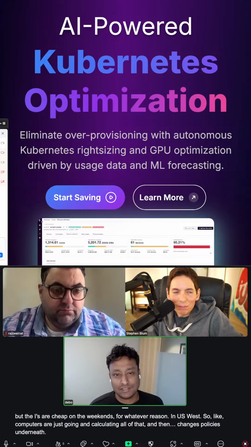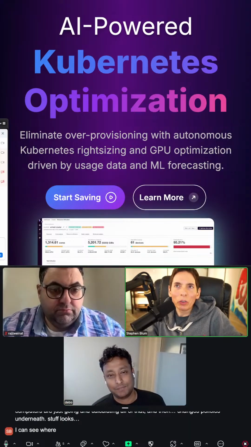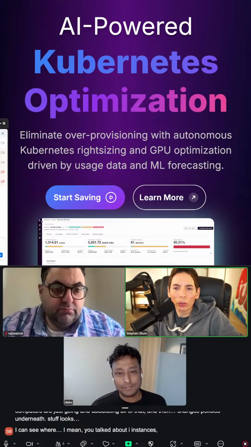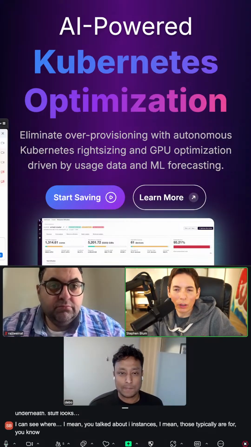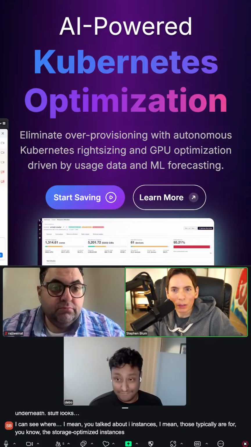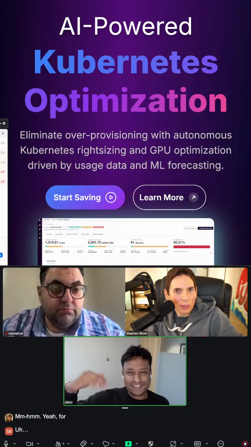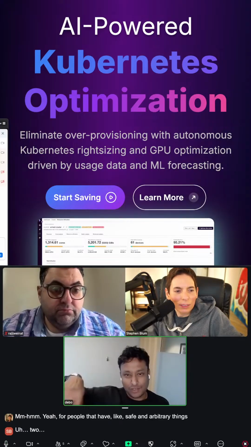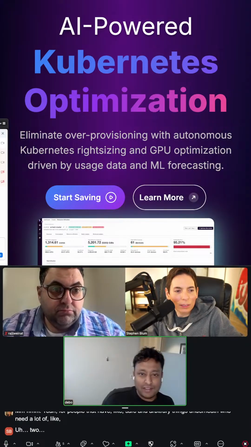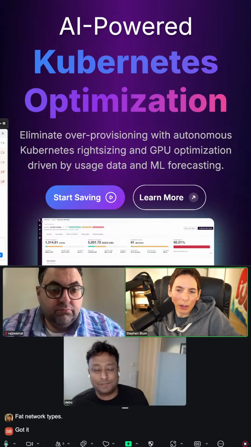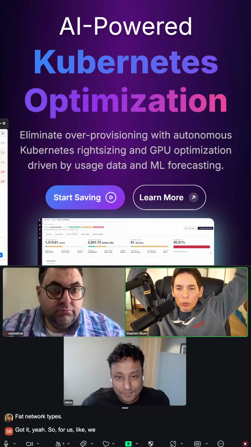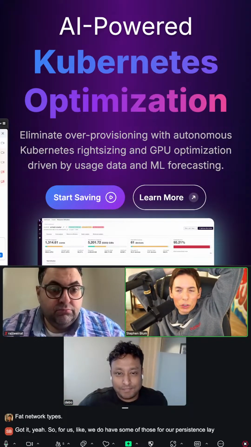Stuff works. I can see where, I mean, you talked about I instances. Those typically are storage optimized instances, right? For people that have Ceph and arbitrary things underneath who need a lot of fat network pipes. Got it. So for us, we do have some of those for our persistence layers, which are databases.